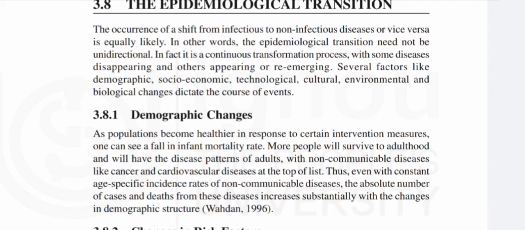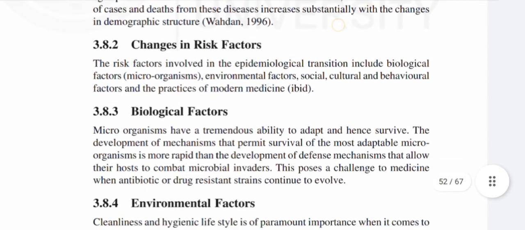Demographic changes: as the population becomes healthier in response to certain intervention measures, one can see a fall in infant mortality rate. More people will survive to adulthood and will have the disease patterns of adults, with non-communicable diseases like cancers and cardiovascular disease at the top of the list. Thus, even with constant age-specific incidence rates of non-communicable diseases, the absolute number of cases and deaths from these diseases increases substantially with the changes in demographic structure. Vahadan, 1996. Changes in risk factors.